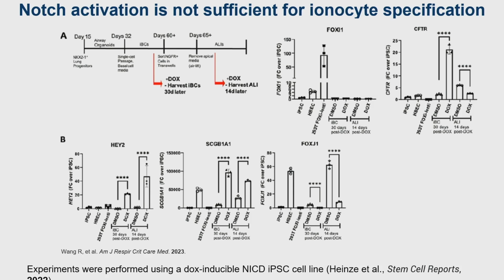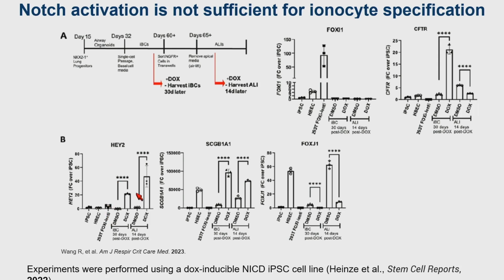We tried to do the opposite and overexpress Notch in iPSC-derived airway cultures. And we did this using a DOX-inducible NICD iPSC line. So upon administration of DOX, the intracellular signaling domain of Notch is overexpressed, and then we get activation of Notch. And we did this at 2 different time points.